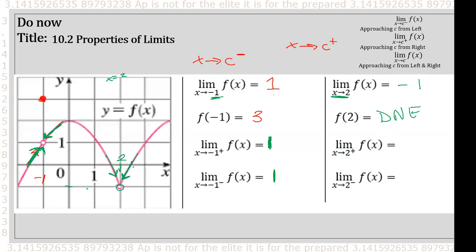As x approaches 2 from the right-hand side, we see that it is -1. And as x approaches 2 from the left side, going this direction, we see that the y value is this one, -1. Hopefully that's a good review of what we saw last week.